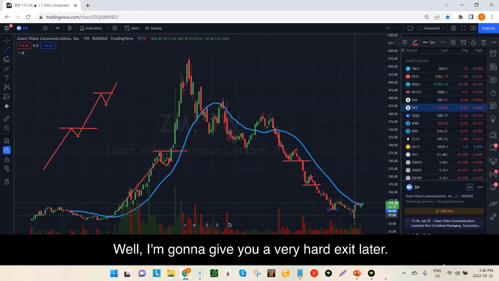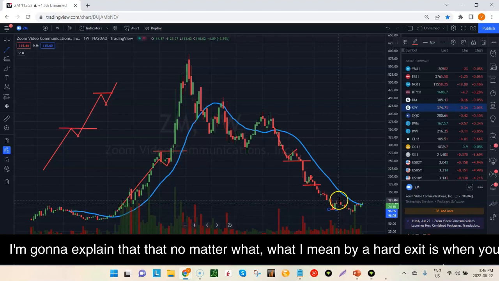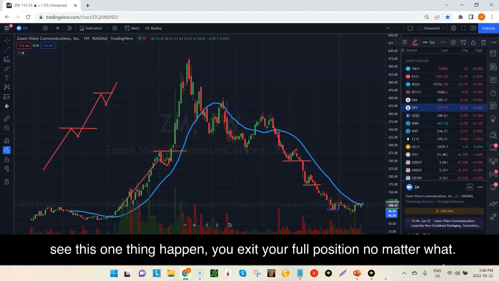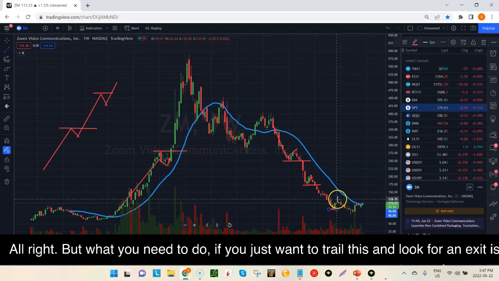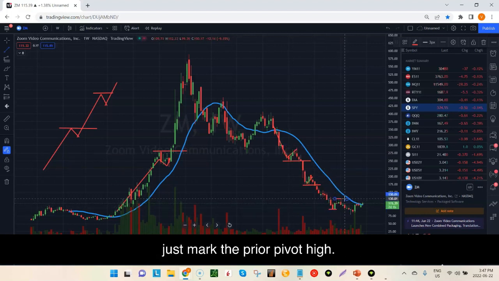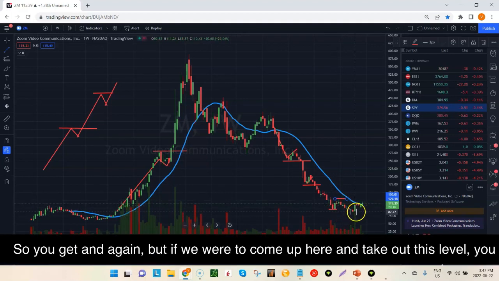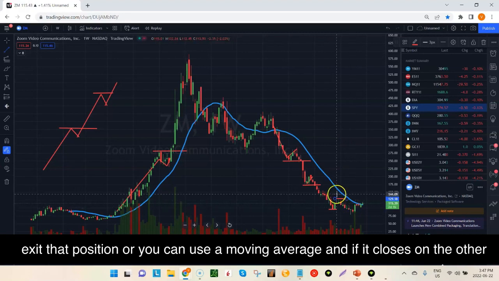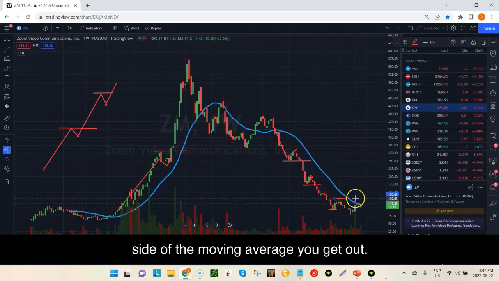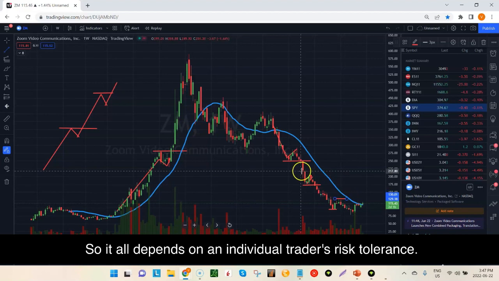Where's our exit? Well, I'm going to give you a very hard exit later. I'm going to explain that. No matter what, I mean by a hard exit is when you see this one thing happen, you exit your full position no matter what. All right. But what you need to do, if you just want to trail this and look for an exit, is just mark the prior pivot high. So when it comes down here, it breaks this low, so you get in again. But if it were to come up here and take out this level, you exit that position. Or you could use a moving average, and if it closes on the other side of the moving average, you get out. So it all depends on an individual trader's risk tolerance.